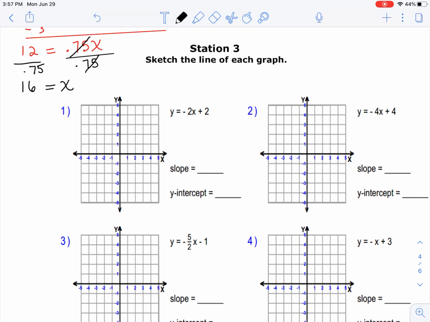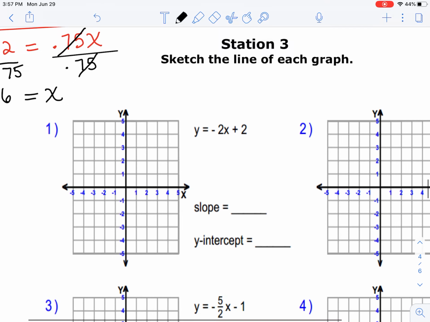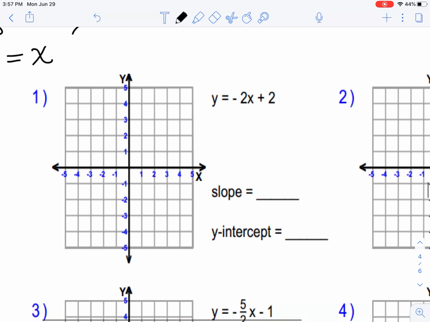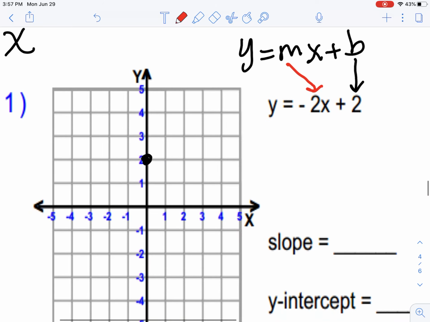All right, so again, we're going to just do the odds for notes. So whenever we graph, we always begin with the b, so it's y equals mx plus b. B is where you begin with the y-intercept. So you start with making a point at 2. And then from there, you go to your slope, which in this case is -2. So I'm going to turn that into a fraction by putting a 1 under it.